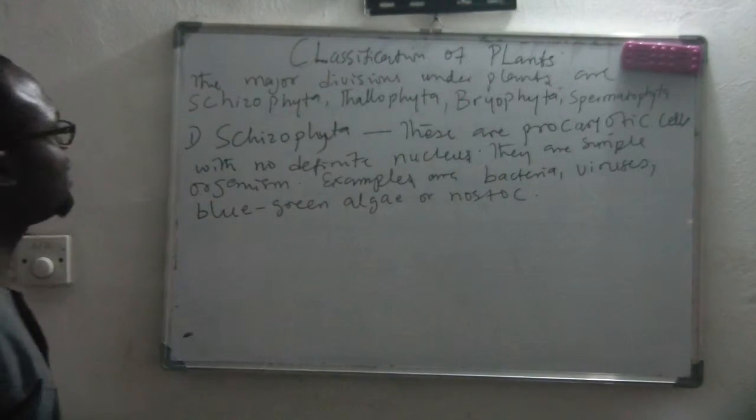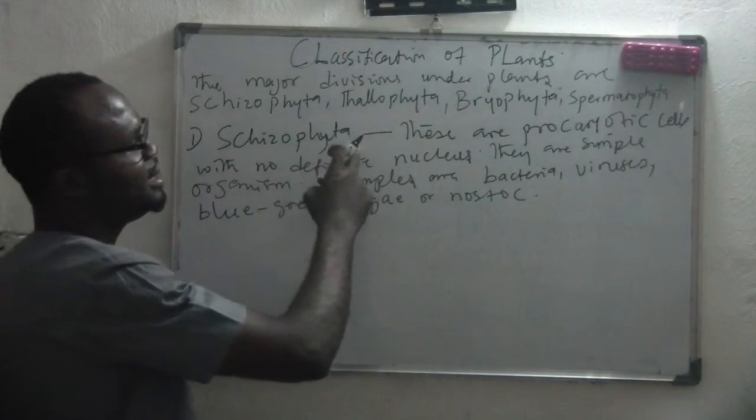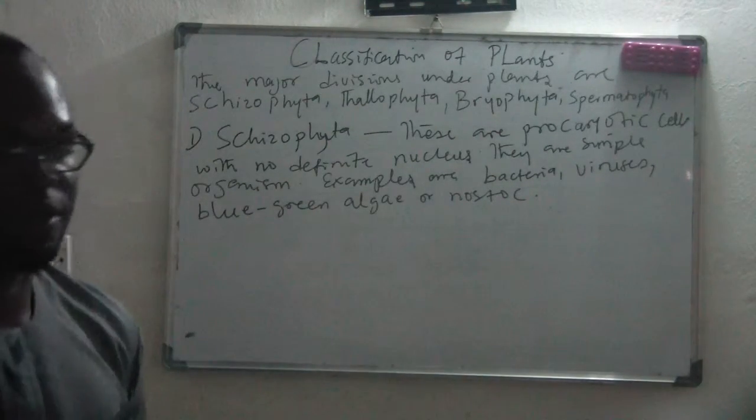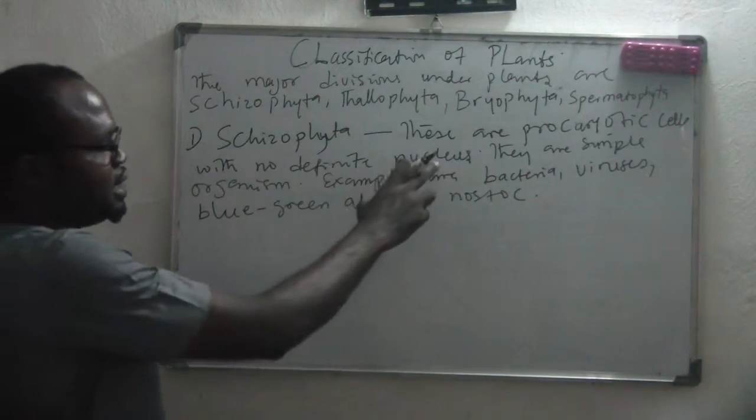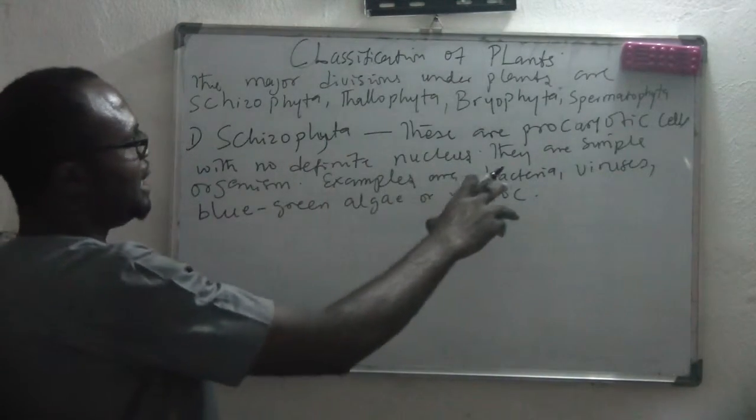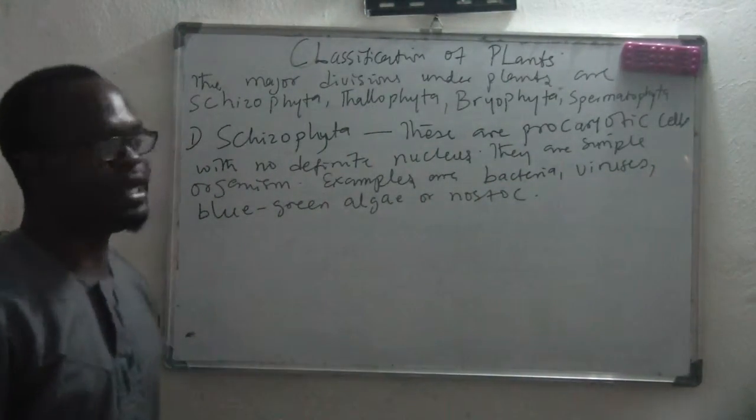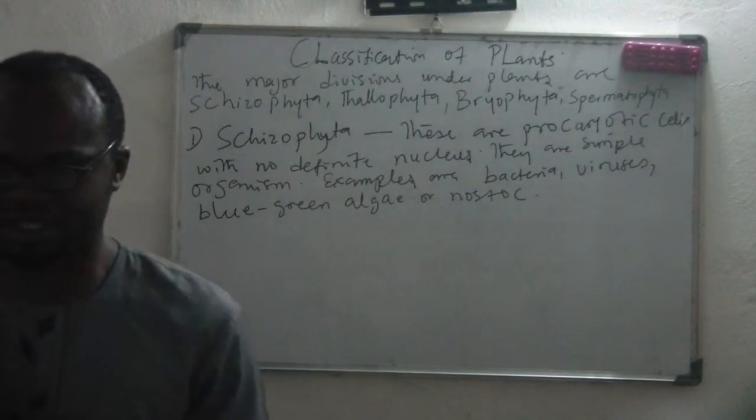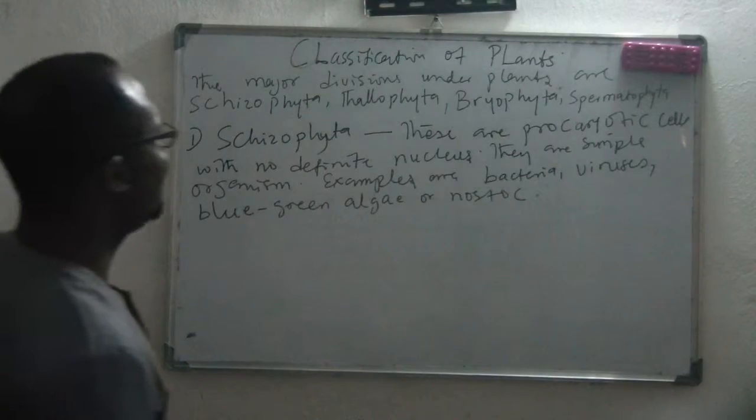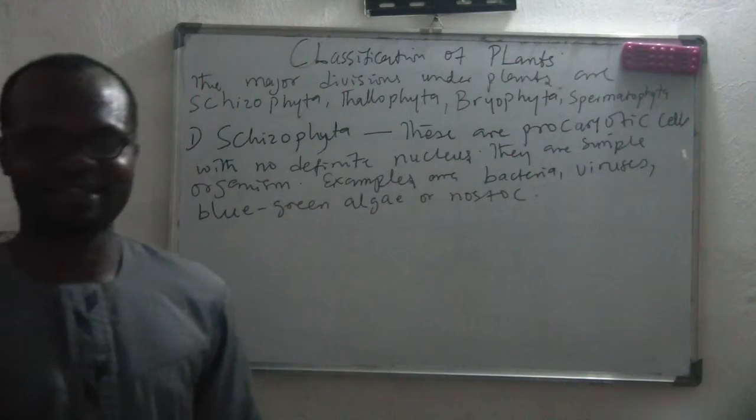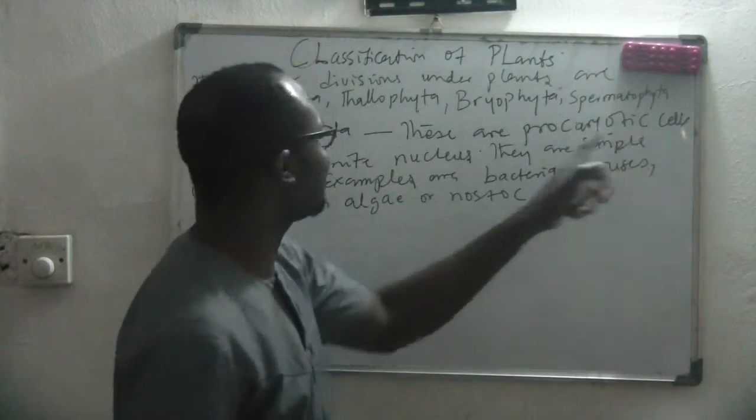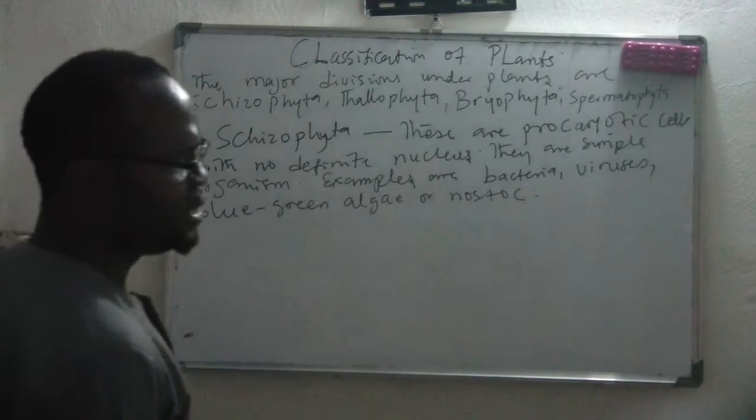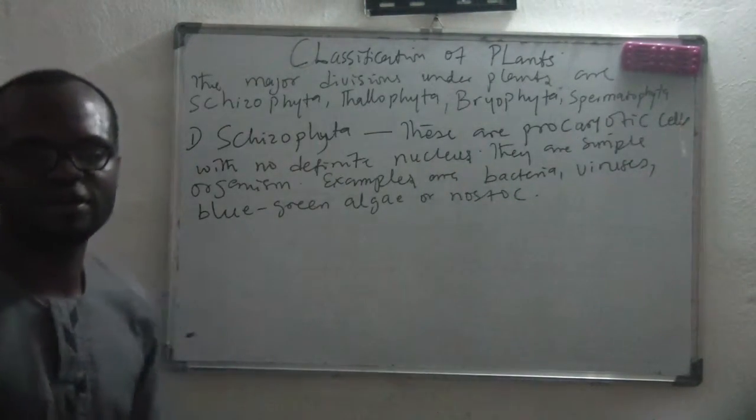So the first group or the first division of plants are the schizophyta, which are actually prokaryotic cells. Prokaryotic cells are those cells that don't have a definite nucleus. They are simple organisms, and examples are bacteria, viruses, blue-green algae. You understand? And you know that bacteria and viruses are the things that cause disease in human beings, isn't it? So, in this classification, you know the nature of these organisms that cause this disease. They are prokaryotic cells, and they are simple. Most times they are unicellular, you understand? They are very small, so you may not be able to see them with your eyes.